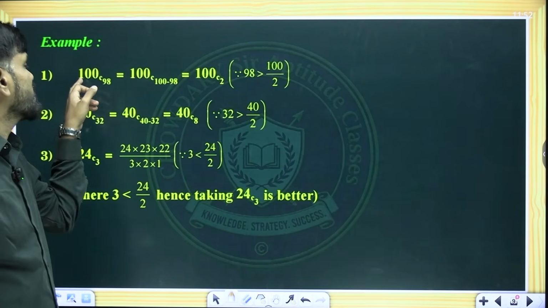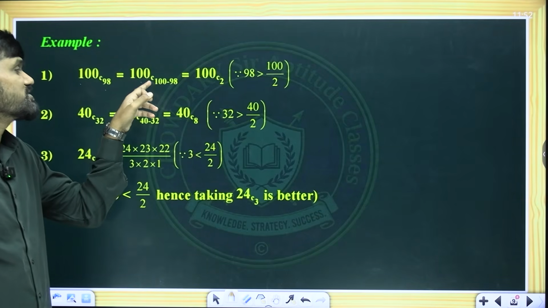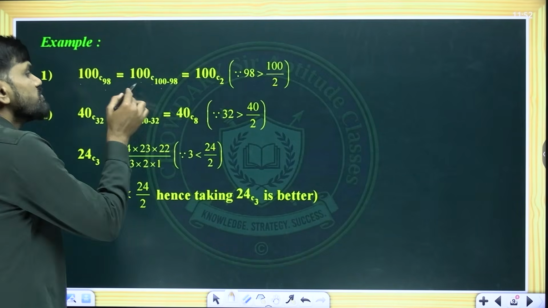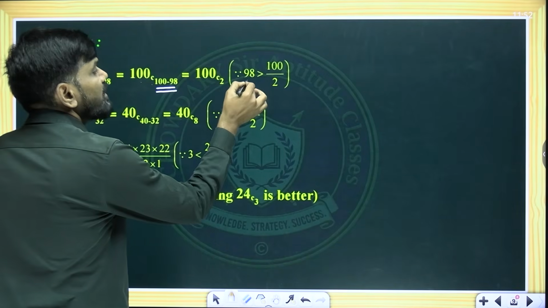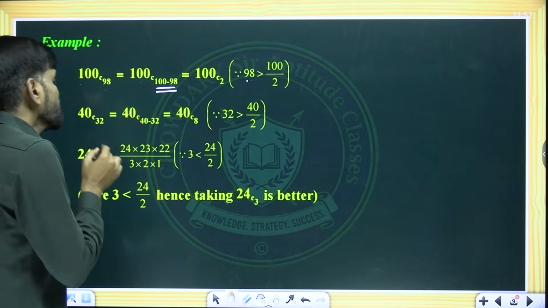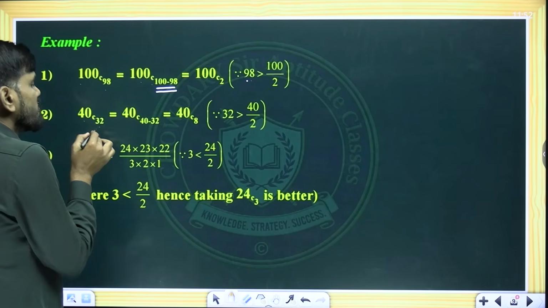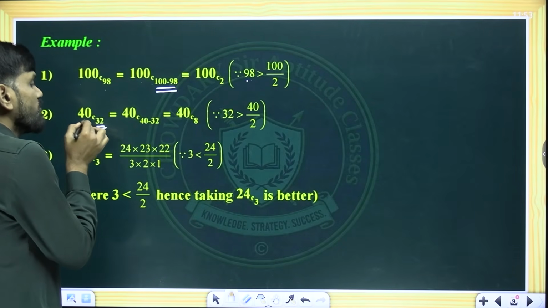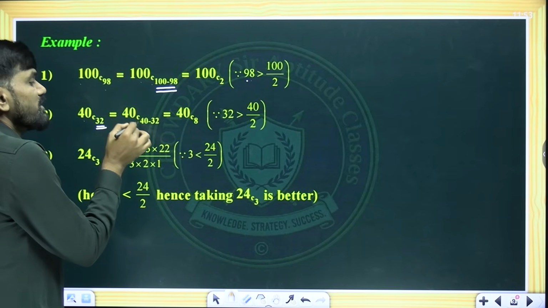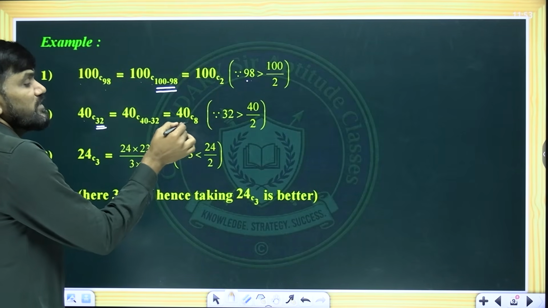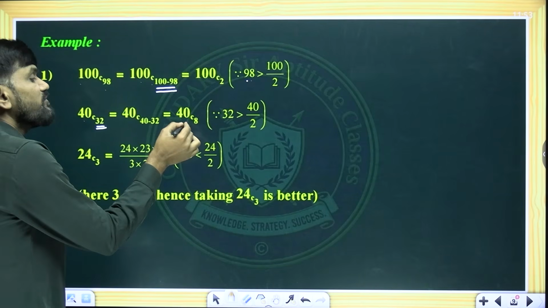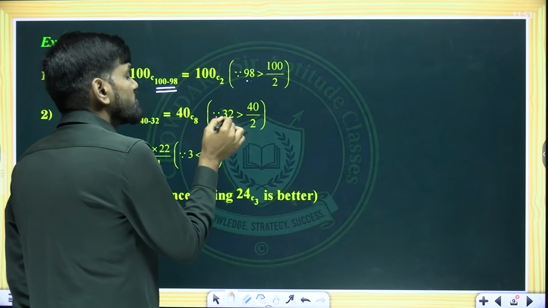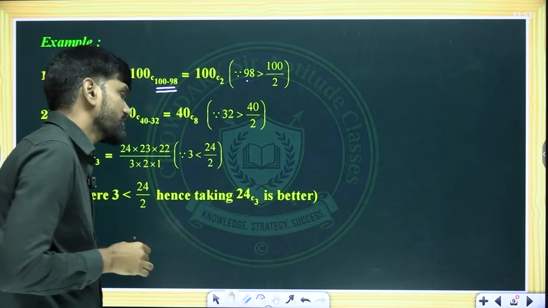Right, dear? So 100C98 is nothing but I can write it as 100C(100 minus 98), so that is equal to 100C2. You are using this relation here because r is more than half of n. Similarly, 40C32. Half of 40 is 20, so 32 is more than half of n. That's why I'll write it as nC(n minus r). So 40C(40 minus 32) is equal to 40C8. Calculating 40C8 is simpler than 40C32. That's why I have used that, because 32 is more than half of 40.